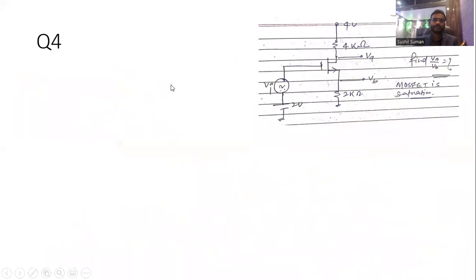Now question number 4. The question says you have this circuit with VI as a small signal. Find VA by VB for small signals. For small signal analysis, the DC source becomes 0, so this will be ground and this will be short circuited.